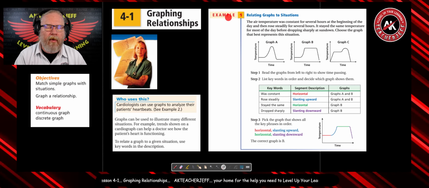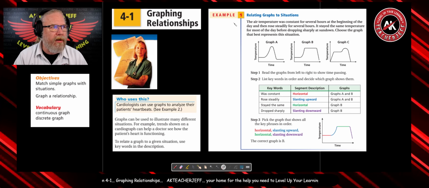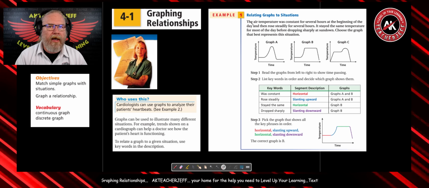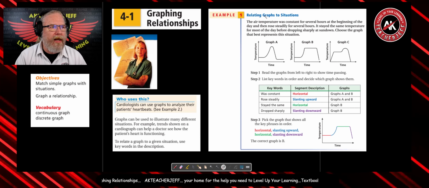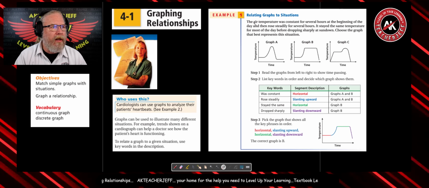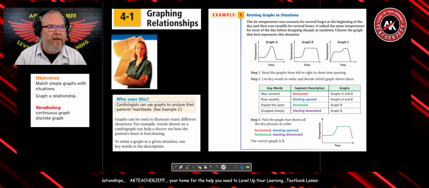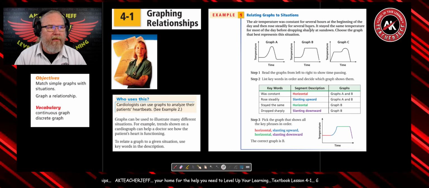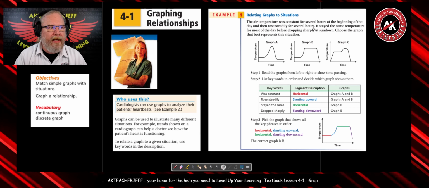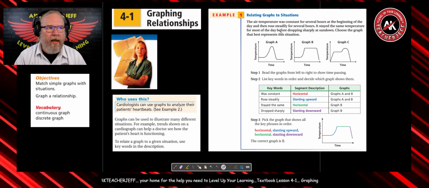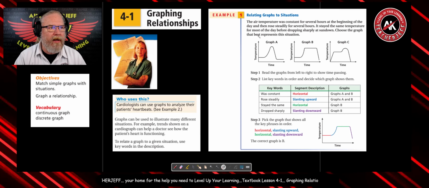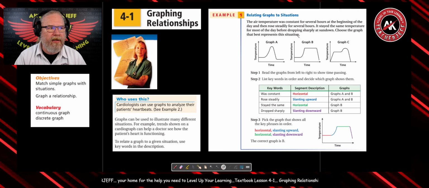So here in example 1, we'll be looking for keywords in the description, just as they mentioned down here in this part. So let's go ahead and read the problem first, relating graphs to situations. The air temperature was constant for several hours at the beginning of the day, and then rose steadily for several hours. It stayed the same temperature for most of the day before dropping sharply at sundown. Choose the graph that best represents this situation.